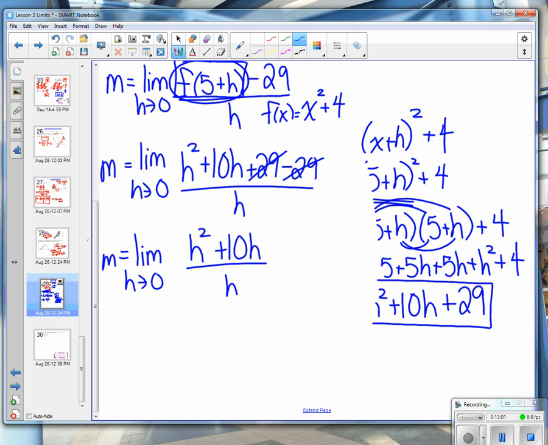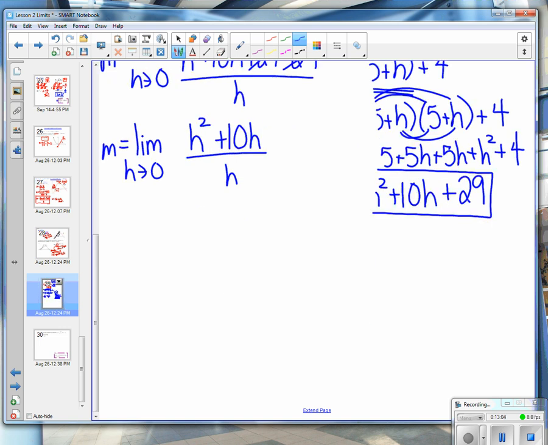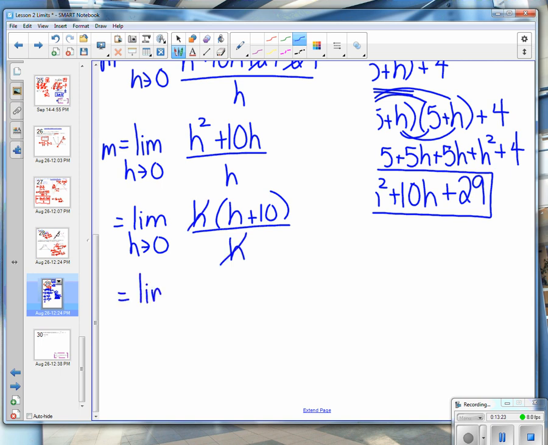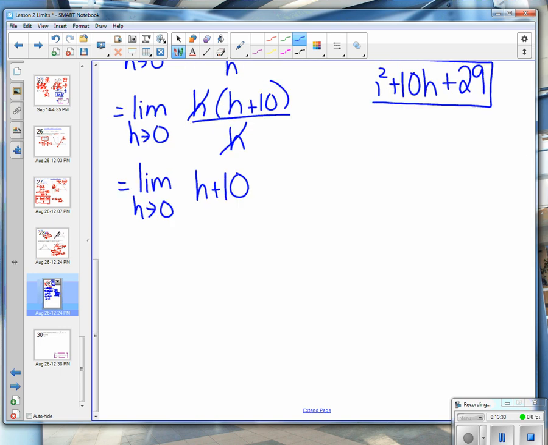Hopefully, as I'm talking, you're looking at your numerator and thinking, why doesn't she just factor out an h? And you would be absolutely right. So the limit as h is approaching 0, let's factor out an h. So I'm left with h plus 10 divided by h. Now this is nice because this is obviously going to get rid of our h's. And that's going to give me the limit as h approaches 0 of h plus 10. Now remember, the minute you can plug it in, you do that. So I've got a 0 plus 10, and 10 is going to be my answer.